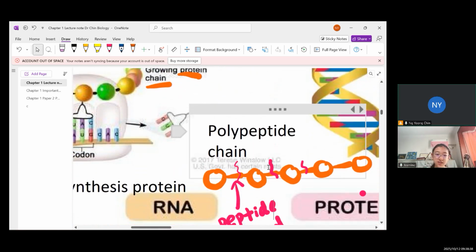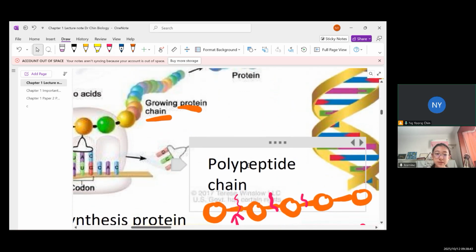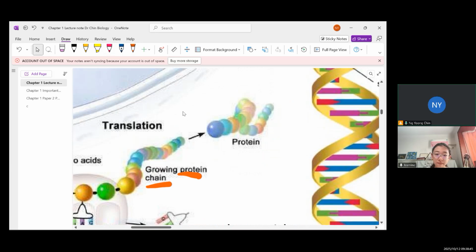So after you are able to produce the polypeptide chain, it will undergo folding. And then it will become a protein. Folding. You fold it and it becomes a protein. 折叠起来, okay?